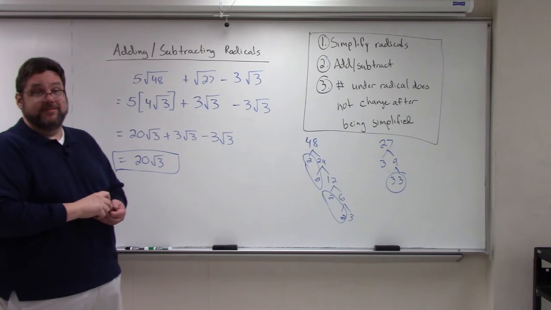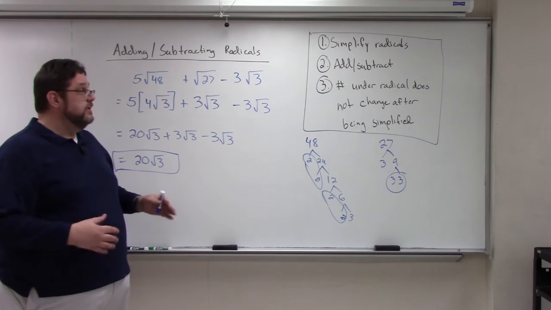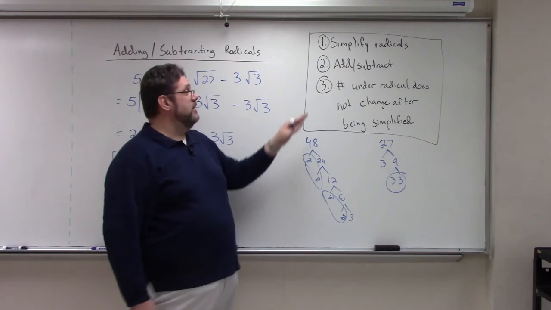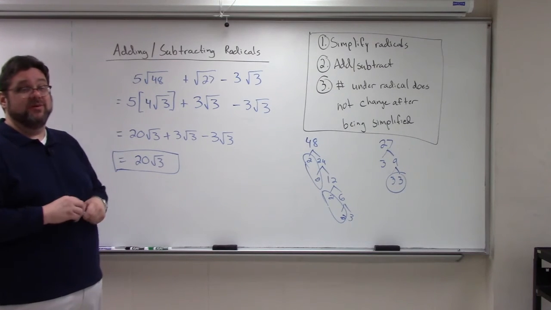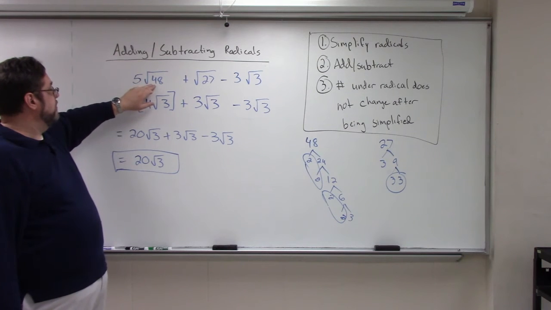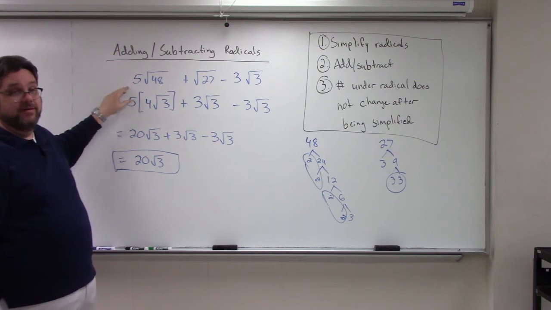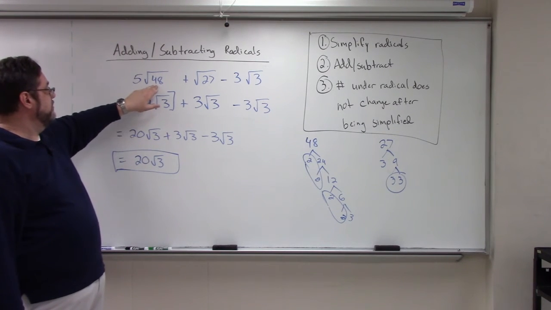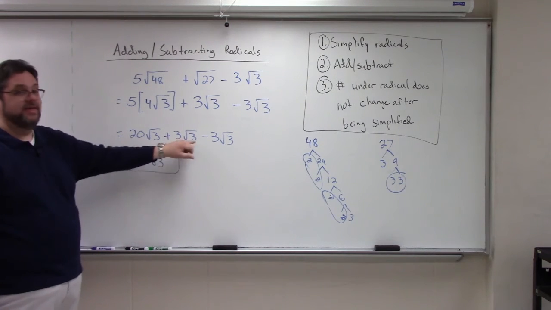All right, so adding and subtracting radicals really is this. Simplify your radicals, add and subtract the numbers out front, make sure your radical doesn't change again. The one thing people miss on this more than anything else is that they will do the square root of 48 is 4 square roots of 3, and they will forget about this 5. Okay, that's why I always write 5 times, and now, what is the square root of 48? It is 4 times the square root of 3. Next step, I'm going to multiply, and then I'm going to add.